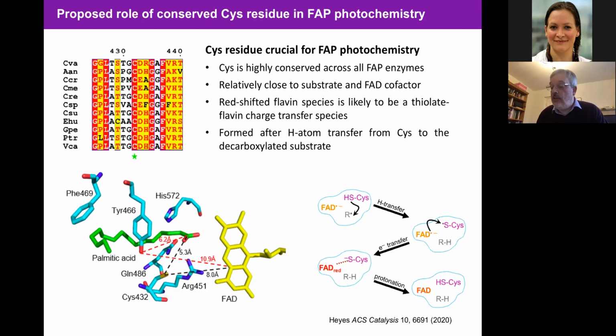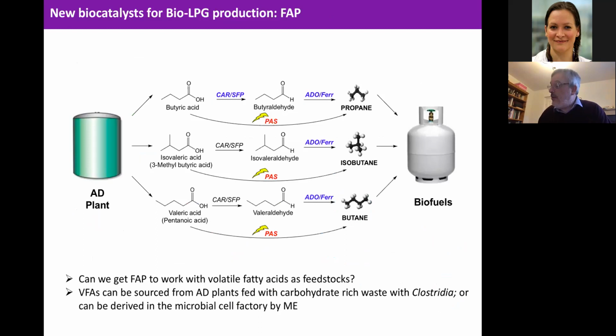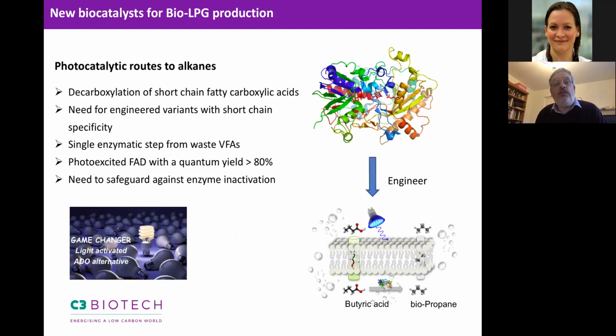So armed with this knowledge, we now have a clearer understanding of mechanism, and this can be factored into rational engineering of the enzyme specificity. Our strategy is shown here. Of course, in classical anaerobic digestion type processes, or indeed other processes derived from widely available biomass, you can get to volatile fatty acid streams. We can then think about decarboxylating those volatile fatty acids using a single enzymatic step, using the photodecarboxylase to form propane, isobutane, and butane. So our overall strategy was to go in that particular direction, but of course the fatty acid photodecarboxylase predominantly works with long chain fatty acids. And our first challenge was really to try and reprofile, if you like, the specificity of that enzyme to work with shorter chain fatty acids.